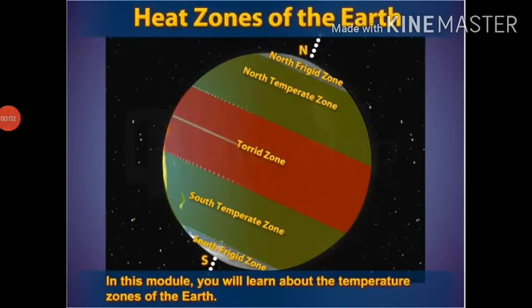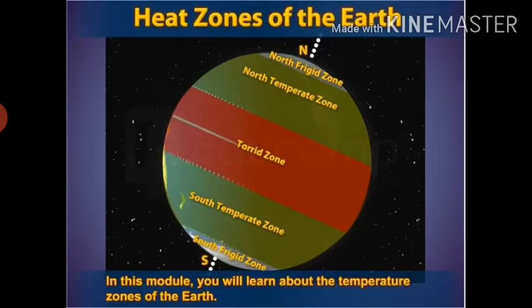A brief overview of the heat zones of the earth. The midday sun is exactly overhead at least once a year on all latitudes in between the Tropic of Cancer and the Tropic of Capricorn. This area therefore receives the maximum heat and is called the torrid zone. The midday sun never shines overhead on any latitude beyond the Tropic of Cancer and the Tropic of Capricorn. The angle of the sun rays goes on decreasing towards the poles.